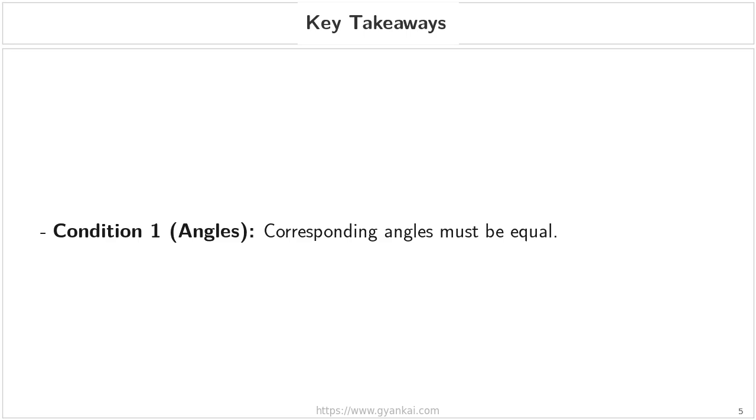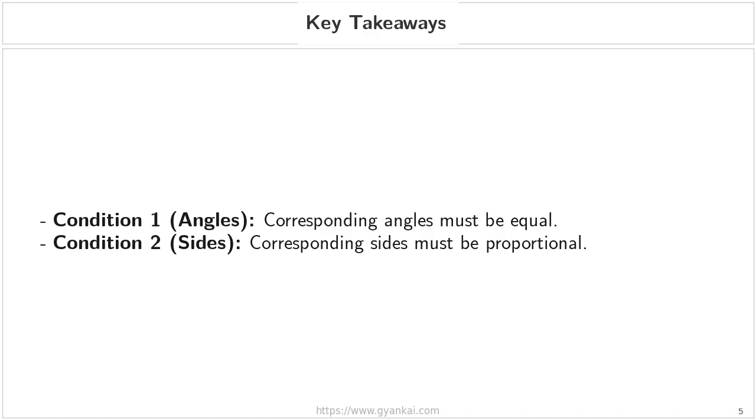Key takeaways. Now that we have examined those two specific cases, the square and rectangle, and the square and rhombus, let's bring everything together for a final summary of the requirements. First, let's recap our two essential conditions. Condition 1 is the angular framework. The corresponding angles must be exactly equal. Second, we have the side proportions. The corresponding sides must be proportional, meaning they all share the same ratio.